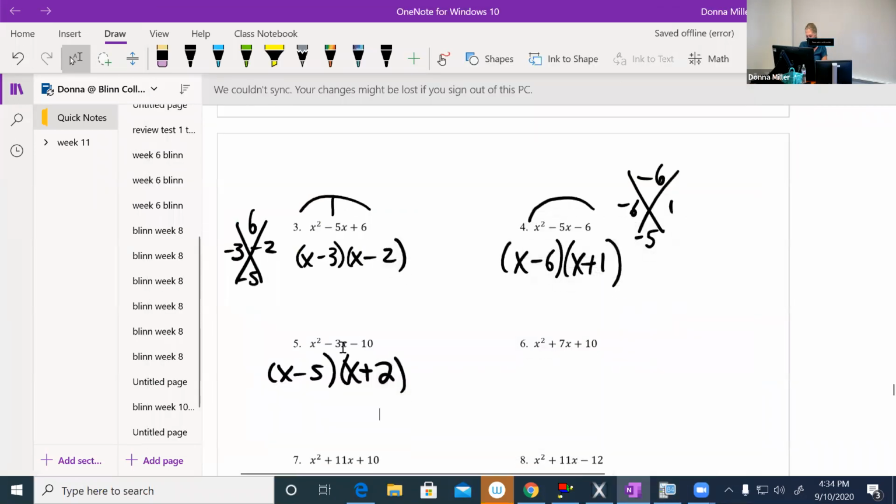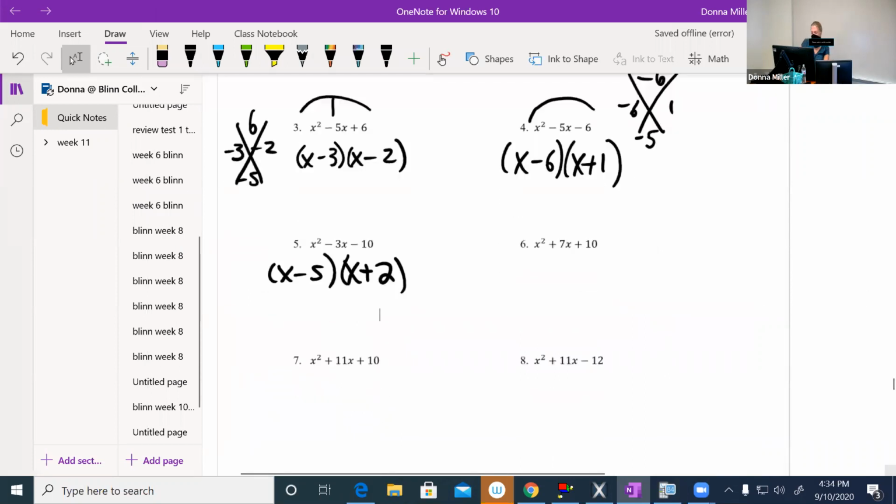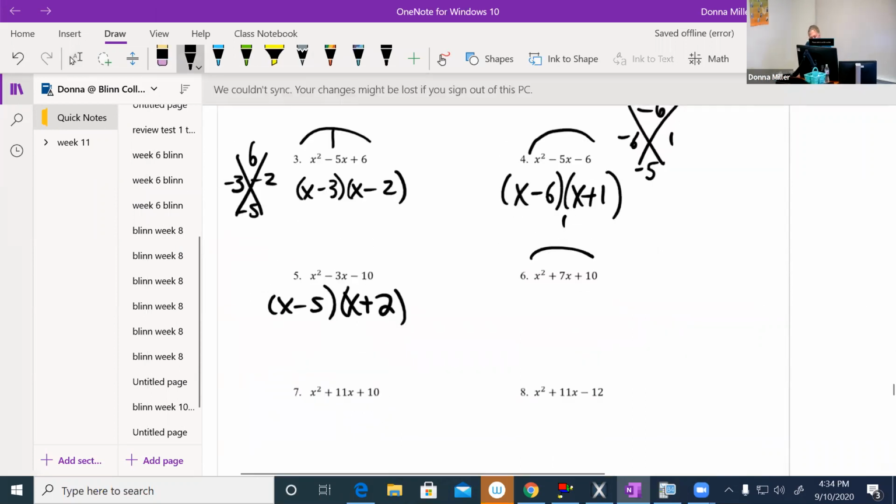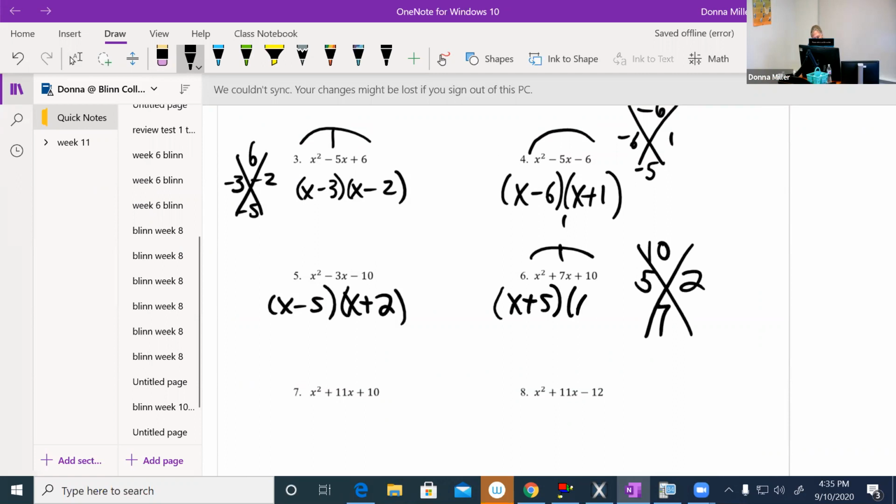All right, so let's try this next one. I need factors of 10 that add to 7. So that would be what? 5 and 2. So x plus 5, x plus 2. Okay.